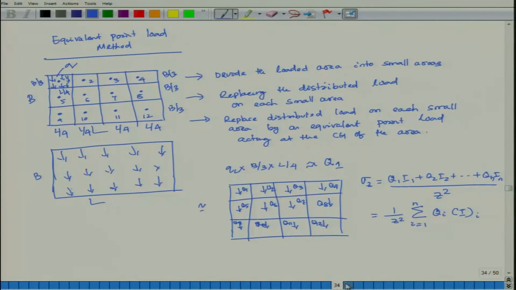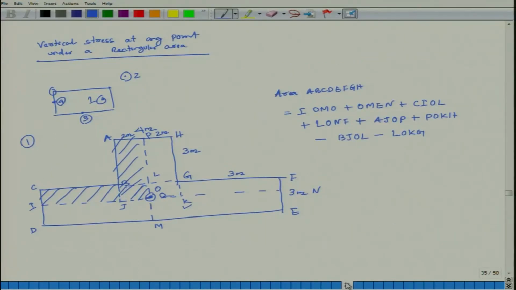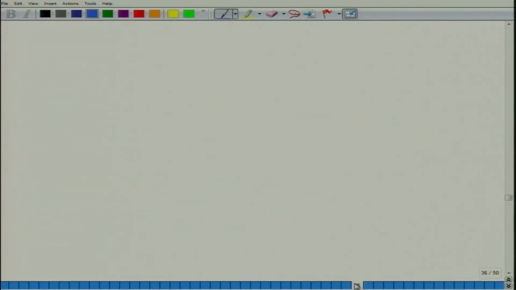Based on that, I have started one example on how to solve it. Suppose this is the case, a rectangular loaded area. First, the point may be anywhere, the point where you need to find the stress. Second, it may be outside the area. Third, it may be on one of the faces, either B or L. So, the first one I have covered. Go to the second one, case 2.